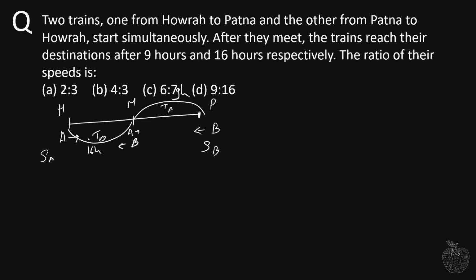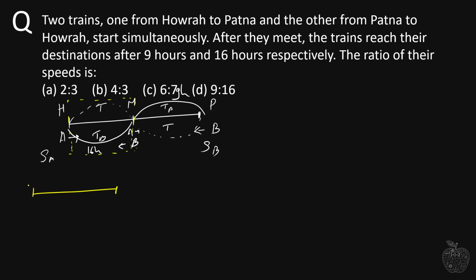Now train A and train B meet at point M at the same time, right? That means the time taken by A to reach point M from H and the time taken by B to reach point M from P is the same. So let's call that time T. Now we'll divide this length into two different parts. The first part will be H to M. So let's focus on this part first.